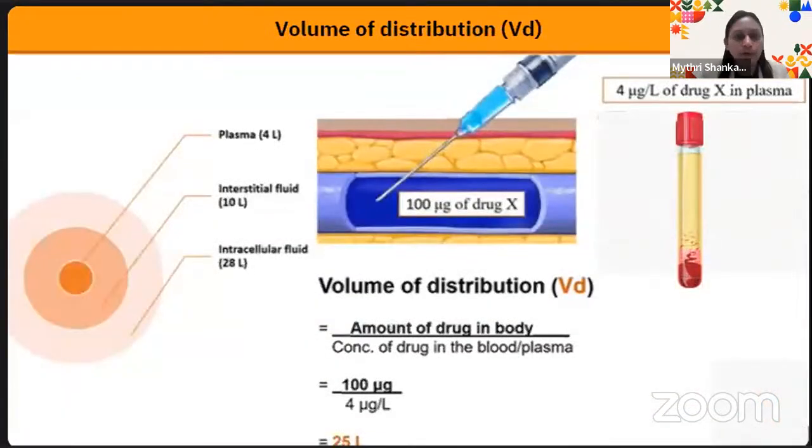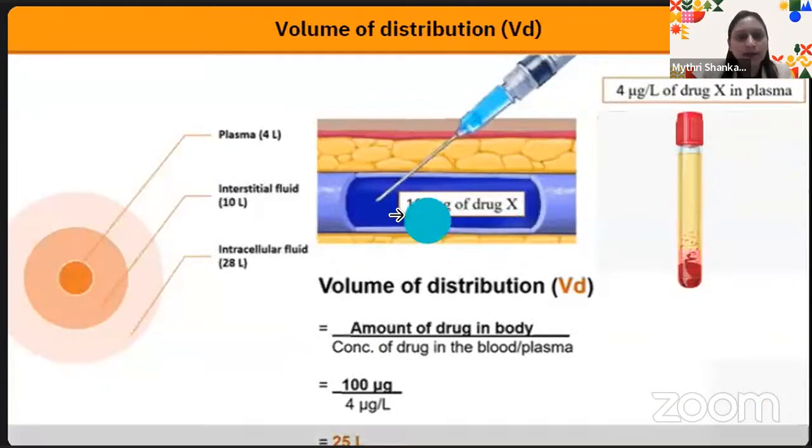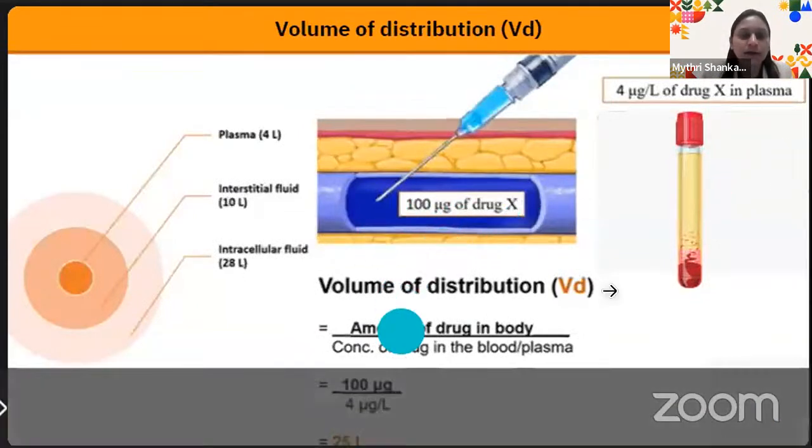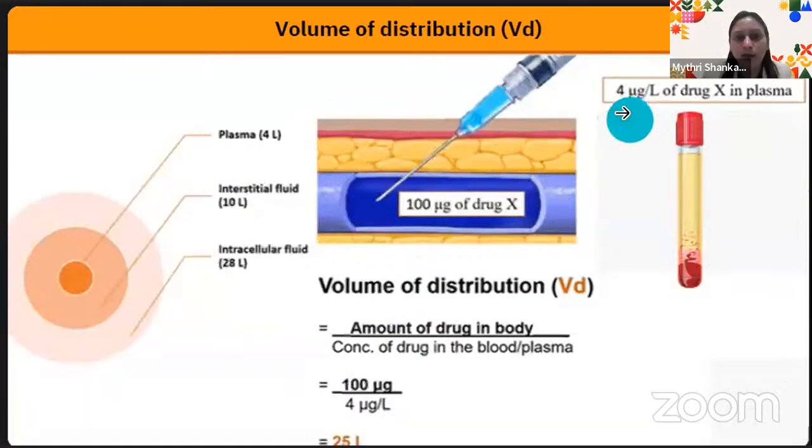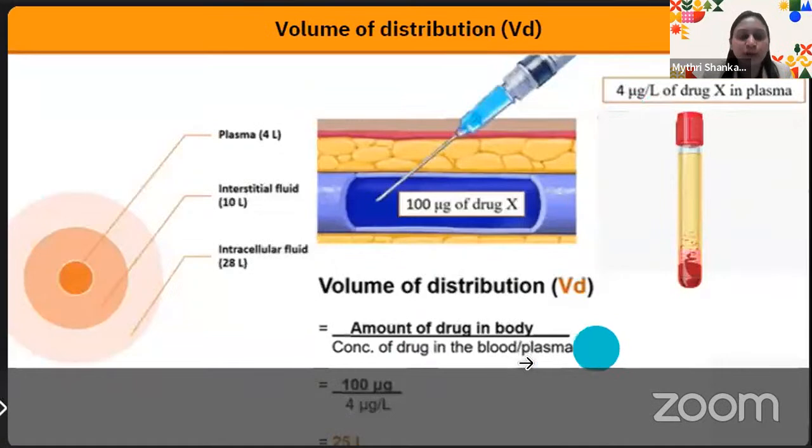So how do we calculate volume of distribution? Supposing we inject 100 micrograms of drug, and then we check for the level of the drug in the plasma, it is 4 micrograms per liter. Volume of distribution is calculated as 100 divided by 4, that is 25 liters. And the volume of plasma in an average adult is 4 liters, interstitial fluid is 10 liters, intracellular is 28 liters. So any drug with such a huge volume of distribution of 25 liters is definitely not confined within the plasma, and it has gone into the tissues as well.